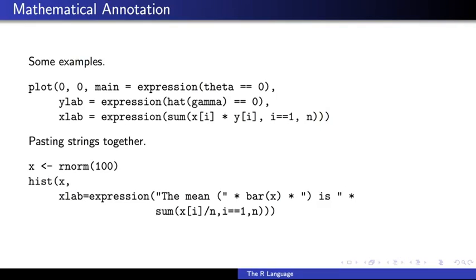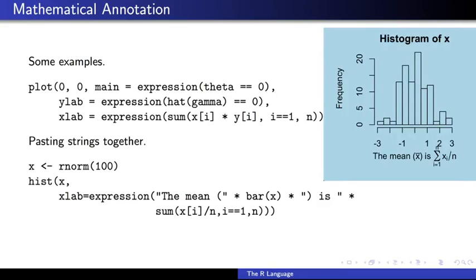You can also paste strings together. For example, here I'm creating a histogram where the x label is the expression "the mean", and then in parentheses x bar, is, and then the sum of x_i over n where i goes from 1 to n. So this is just defining what x bar is, which is the mean. You can paste strings together like this, which include standard text plus mathematical expressions. However, when you do this, all of it must occur within the expression function.